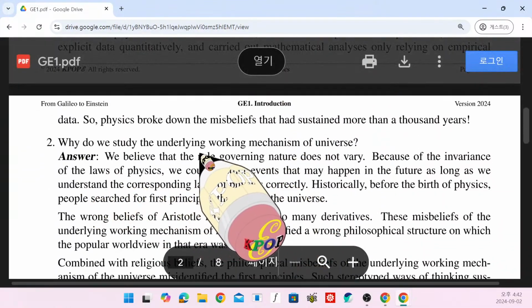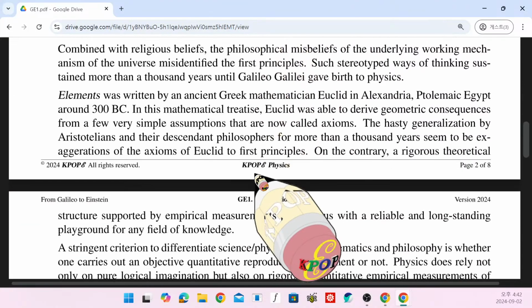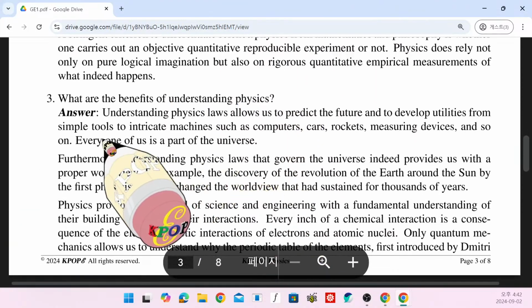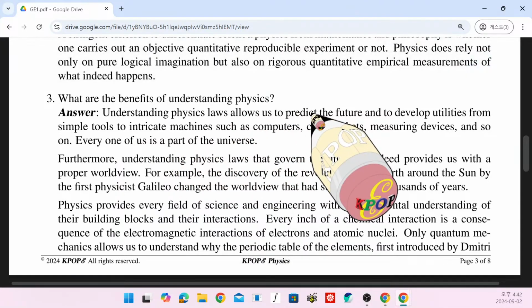Why do we study the underlying working mechanism of the universe? What are the benefits of understanding physics? Quite elementary but fundamental questions.